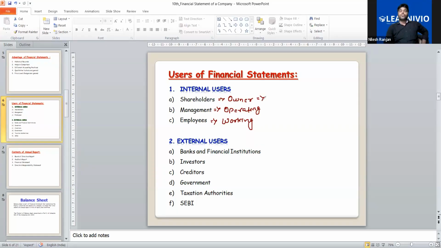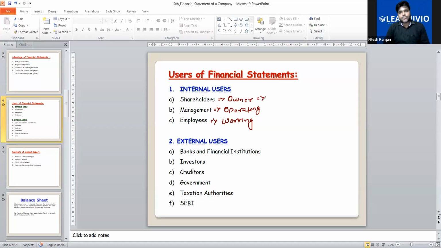Okay. So shareholders, owners, always have an interest in the business. They actually have the highest interest in the business. So that's why they want to know about their business, and they will get the information from the financial statement.